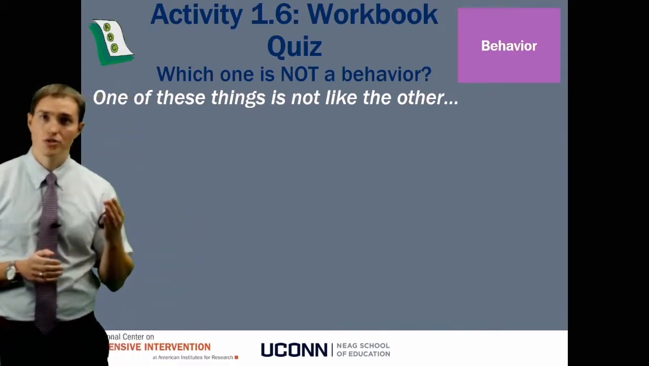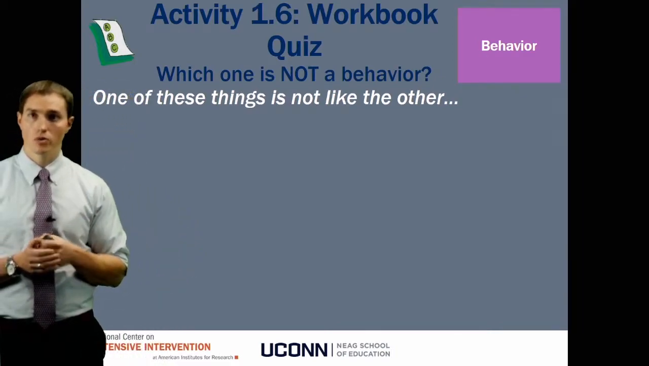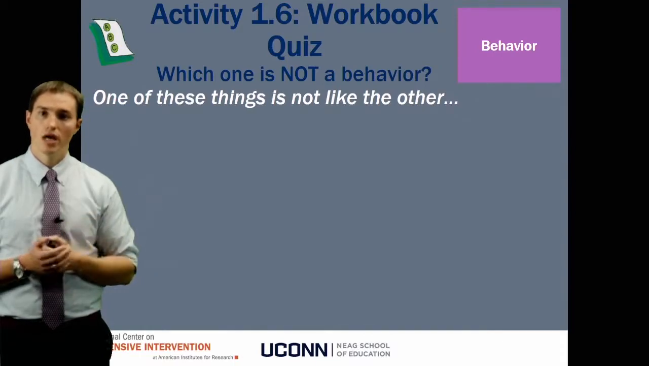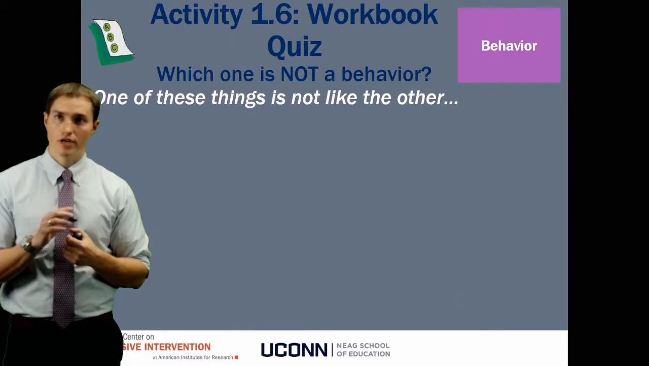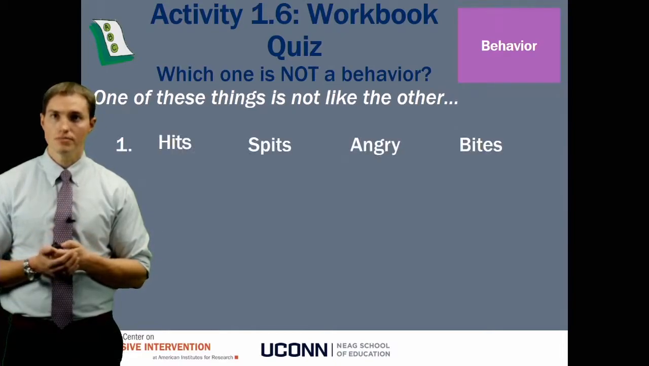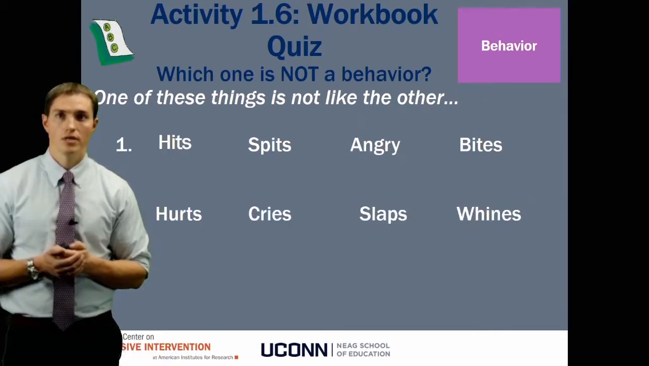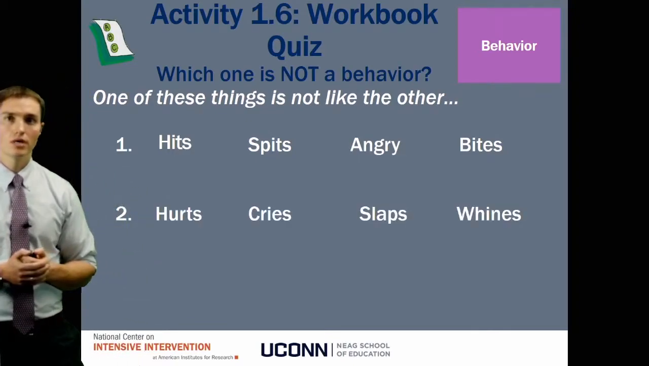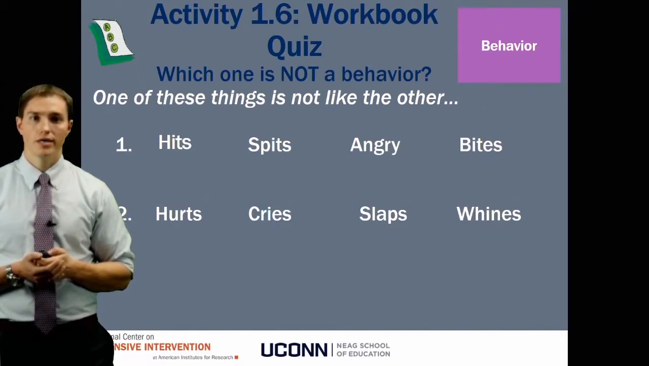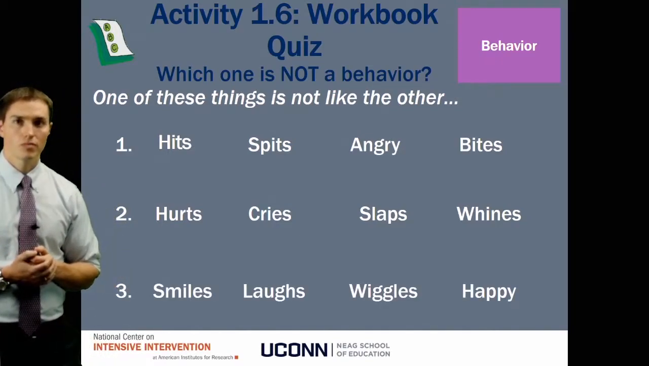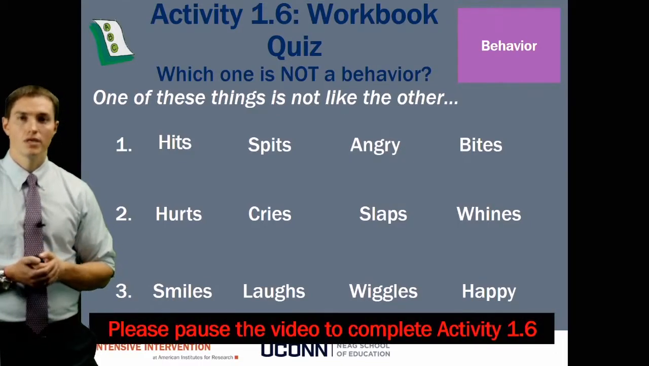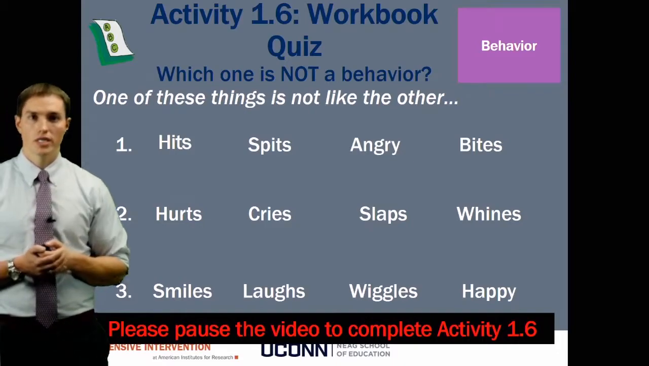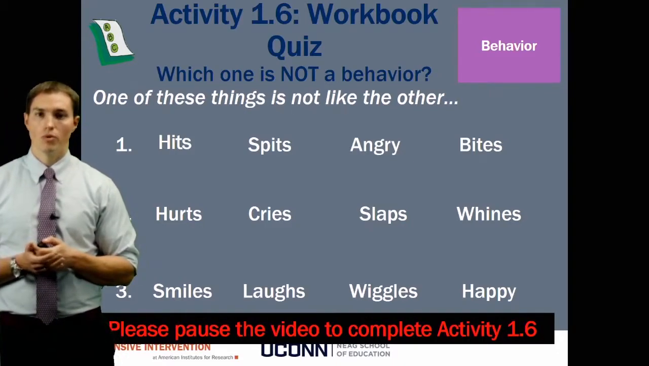So what I'm going to ask you to do here is look at a few different scenarios or lists of potential behaviors and identify which one does not belong. Which one is not a behavior that you could observe and measure if you were asked to. The first group, hits, spits, angry, and bites. Second group, hurts, cries, slaps, and whines. And the third group, smiles, laughs, wiggles, and is happy. Take a few moments now, go to your activity workbook, and try to complete activity 1.6 on your own.